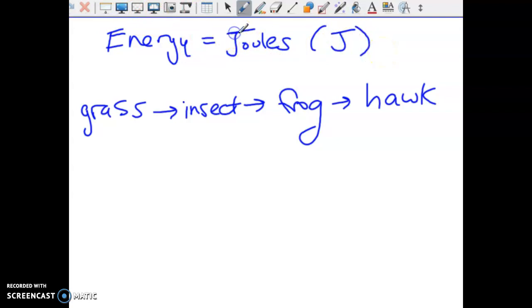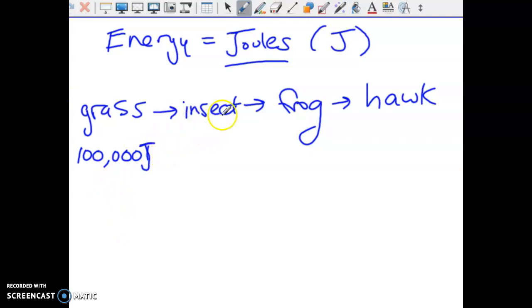So it's kind of like when we talk about mass, right? You can say something has 100 grams. Grams is the unit for mass. Energy units are called joules. So when we talk about the energy that an organism has, we'll always mention it as joules. So let's say grass has 100,000 joules of energy, okay?